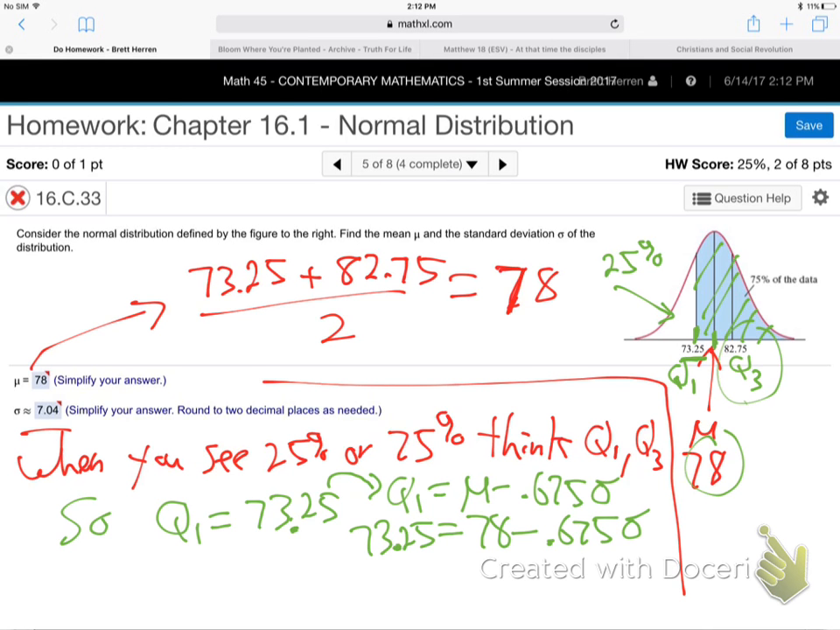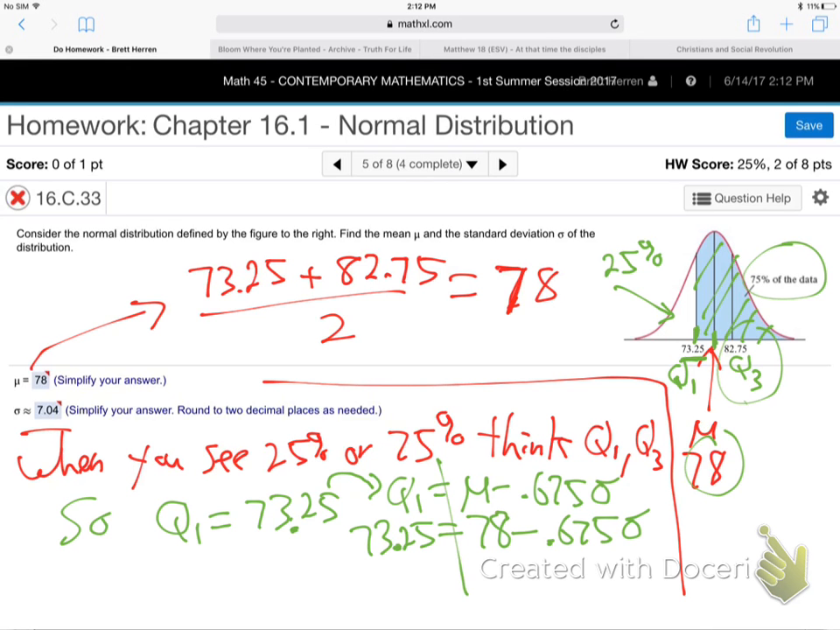See how I came up with all that? What made me think about all that? 75%. When you see 75 or 25, you think, oh, Q1, Q3. They want me to do a Q1, Q3 thing. So you've got to do it that way.